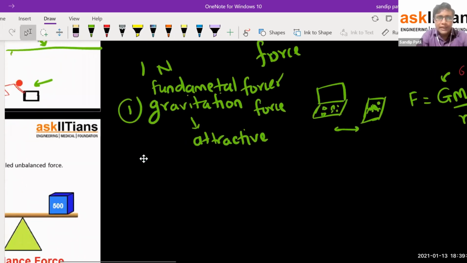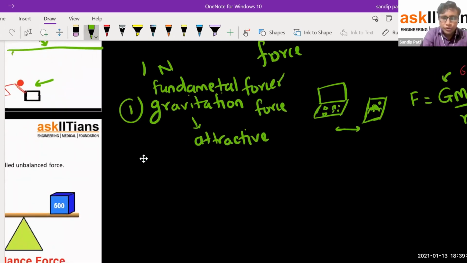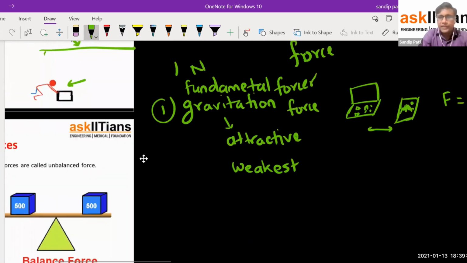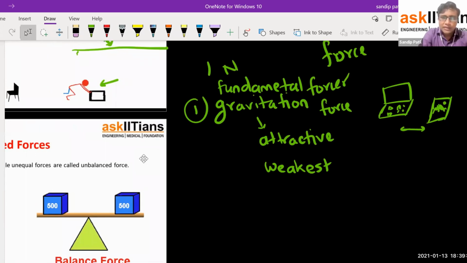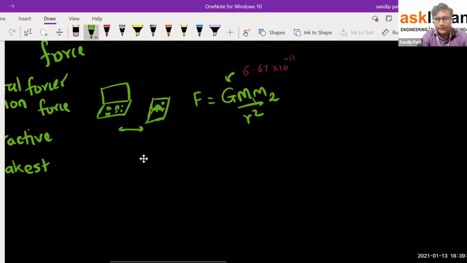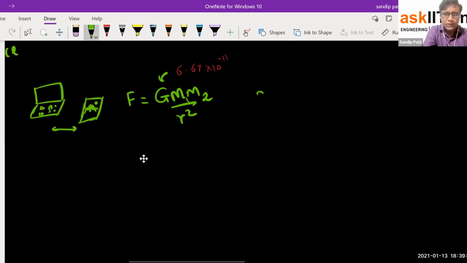So one more thing about gravitational force, you should remember, it is the weakest force found in nature, right? So these are the two things you should remember about gravitation. Then let's talk about the second type of fundamental force. The second fundamental force is called, let me write it here. Yes. So the second force is electromagnetic force.